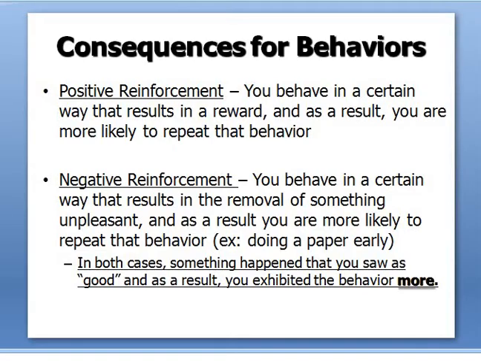Here are also some more examples of positive and negative reinforcement. In positive reinforcement, you behave in a certain way that results in a reward. As a result, you are more likely to repeat the behavior. In negative reinforcement, you behave in a certain way that results in the removal of something unpleasant. As a result, you are more likely to repeat the behavior. For example, doing a paper early. In both cases, something happened that you saw as good. As a result, you exhibited the behavior more. In both reinforcements, behavior increases.